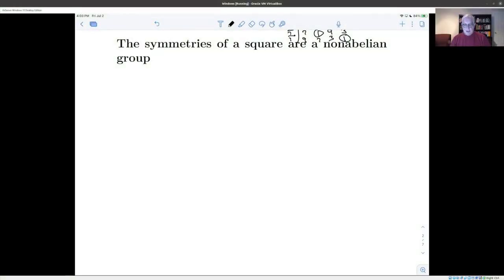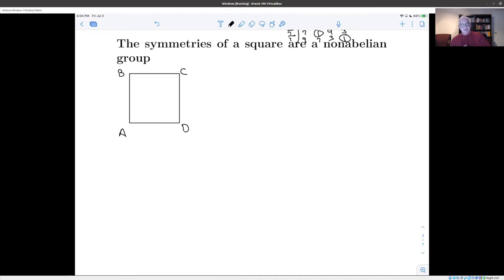The next example I want to look at is the case of symmetries of a square, which is a generalization of the idea of the symmetries of a triangle. So a square, let's see if we can draw a square here. A square has four edges and four vertices. Let's label them A, B, C, and D. And any symmetry of the square is going to rearrange these four vertices.